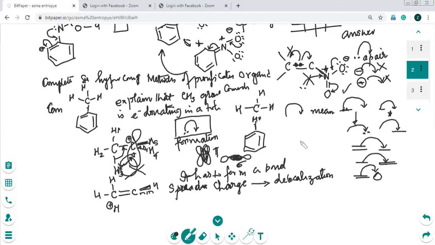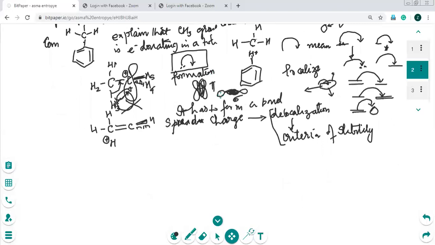See, localize means what? A particular position. Concentrating something on a particular locality is known as localize. Delocalize means spreading it out. Spreading out is a criterion for stability. The charge has to be delocalized. This is very important in organic chemistry. Please remember this. The criterion for stability is delocalization. Is that clear?